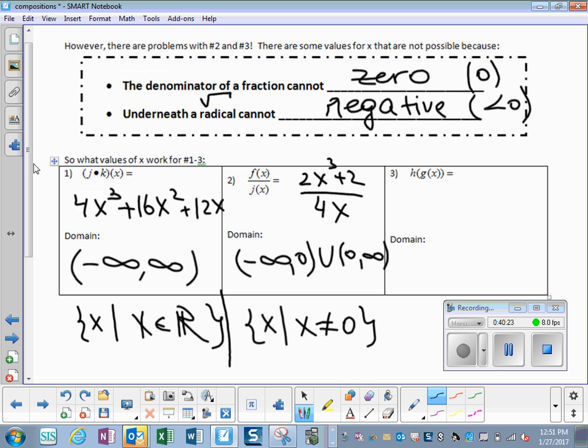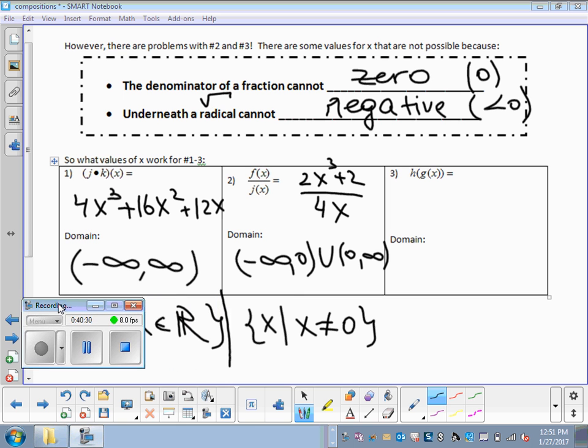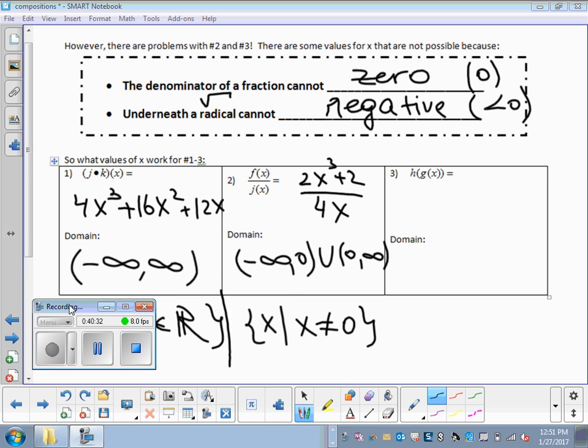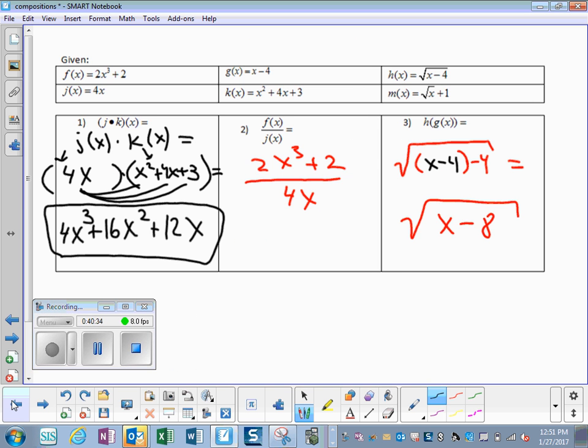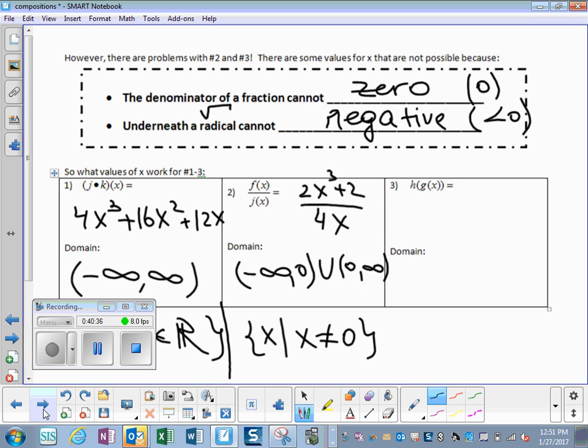All good? Okay. Last one. So the last one was with the radicals. Square root of x minus 8, right? So square root of x minus 8. Once again, we already talked about this. What don't I want to have under the radical?